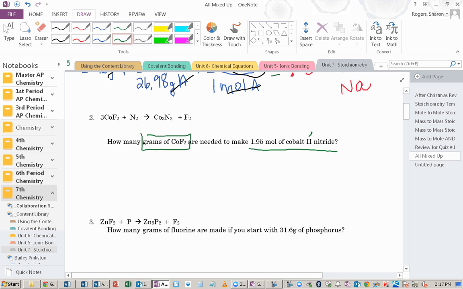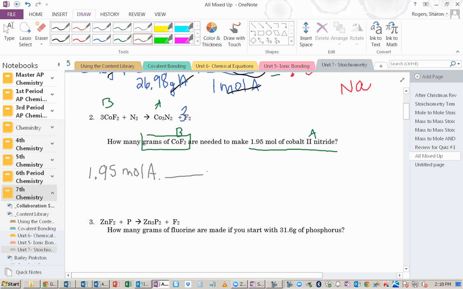Cobalt-2 nitride is substance A. Cobalt-2 fluoride is substance B. So A and B. I balance the equation in here, so 3 in front of the cobalt-2 fluoride, but we also need a 3 in front of the fluorine. And go ahead and write down where you're starting, which is 1.95 moles of A.